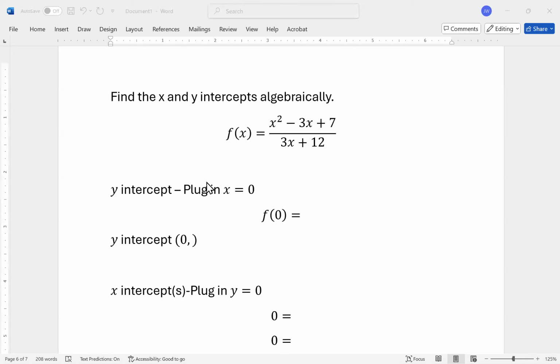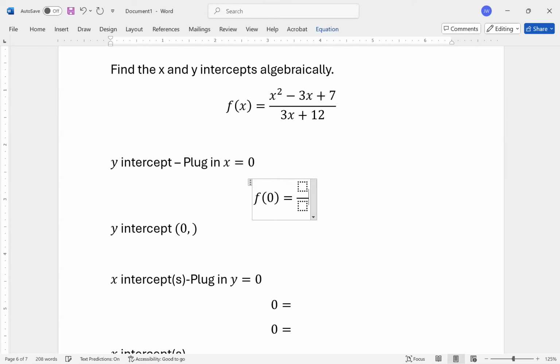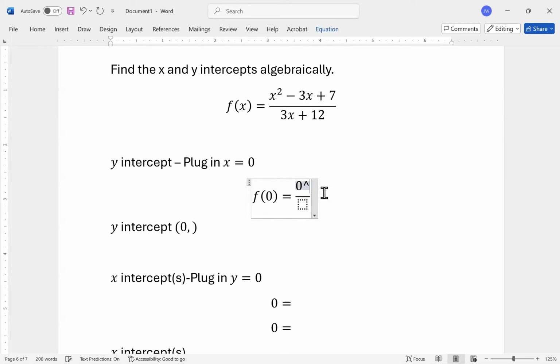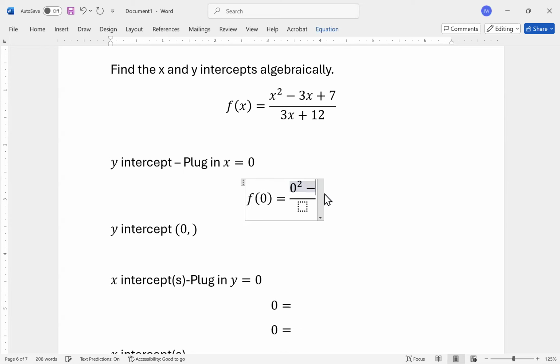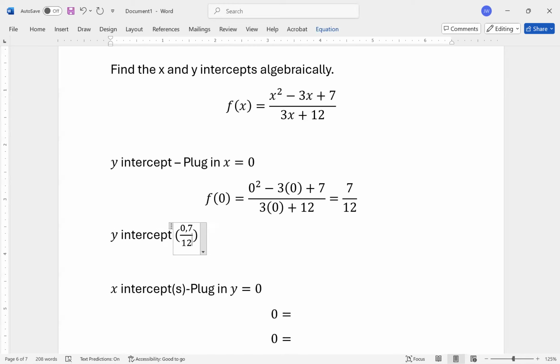All right, so let's do this. Let's find the y-intercept by plugging in 0 into the x value. F of 0 would be 0 squared minus 3 times 0 plus 7, divided by 3 times 0 plus 12. Obviously, that is 7/12. And so my y-intercept is going to be (0, 7/12).